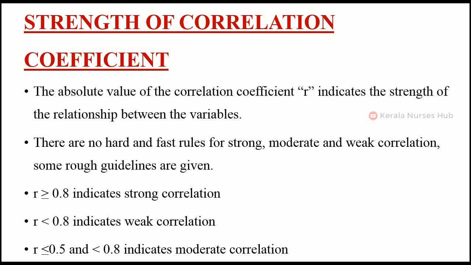And suppose you are getting a value that ranges between 0.5 and 0.8, which indicates a moderate correlation. So always when you do the mathematical calculations, look for the r value, and if the r value is more than 0.8, it indicates a strong correlation; if it is less than 0.8, it indicates a weak correlation; and if the value ranges between 0.5 and 0.8, it indicates a moderate correlation existing between the two variables.